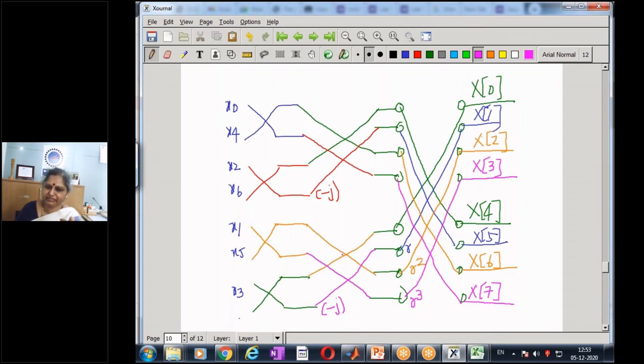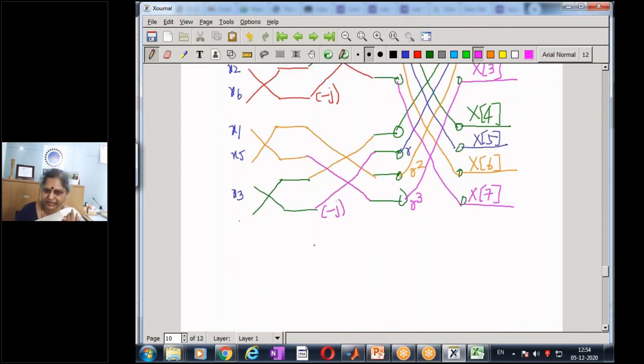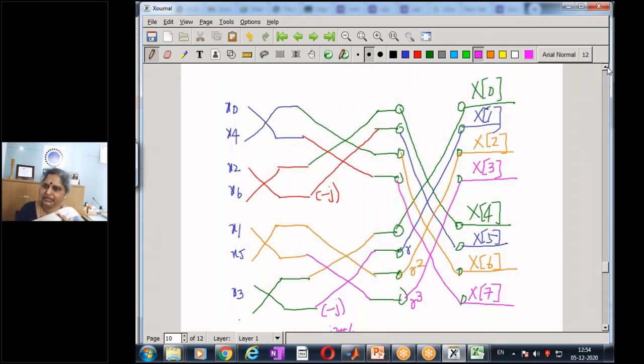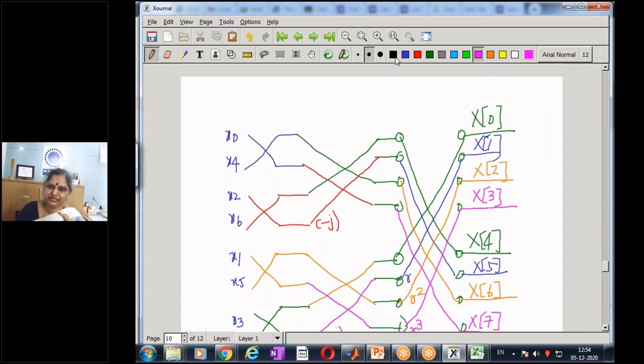Because it's a 4-point DFT, my branch gain becomes e to the power of -j. How do I get it? Here my branch gain is e to the power of -j 2 pi by 4, which is -j. So that's how I have my diagram. So what we have done is we have tried to split. This is a diagram for n equal to 8.